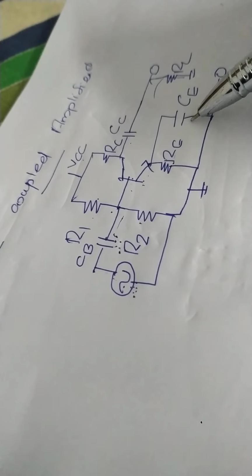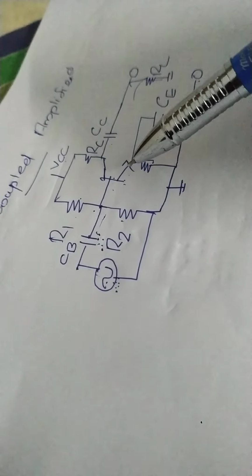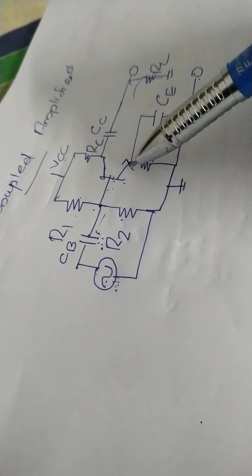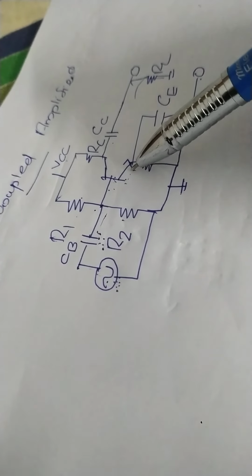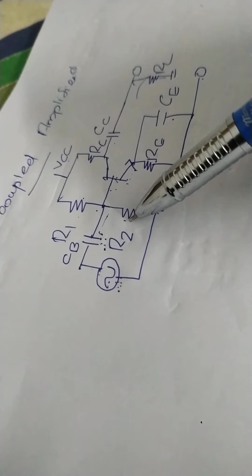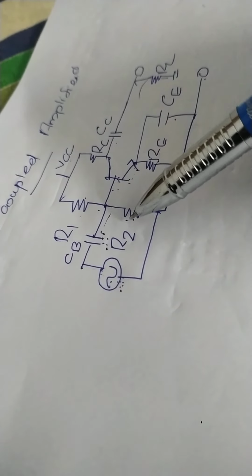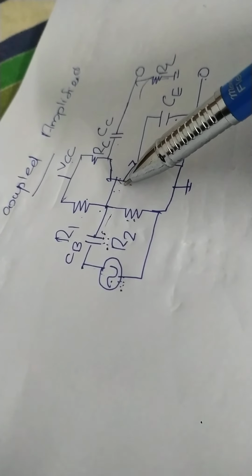Here an emitter bypass capacitor is used. We have to see that the input is the base-emitter. The voltage across the base-emitter acts as the input voltage. That is the voltage developed across R2, since base-emitter is connected to R2. This voltage developed across R2 will act as the input.